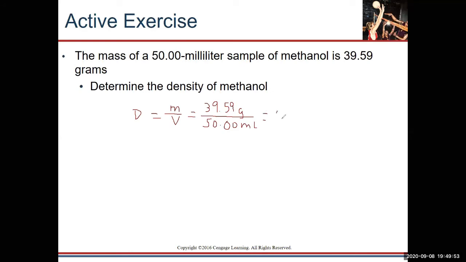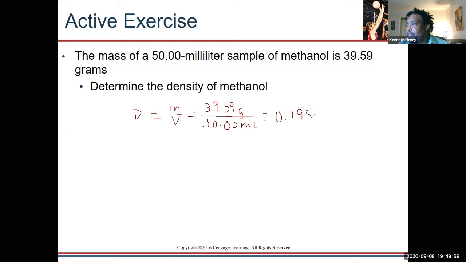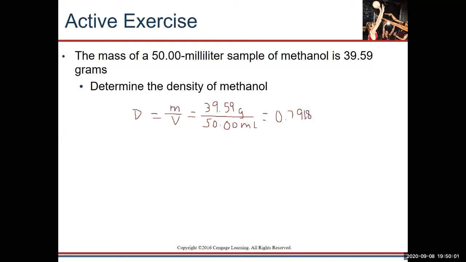$0.7918. Okay. Sounds good to me. And the units? Is it grams per milliliter? That's correct.